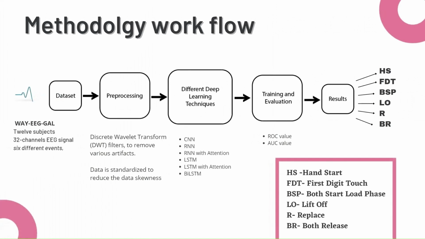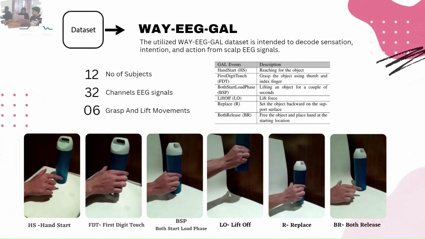The diagram depicts a concise flow of the project. The utilized WAY EEG GAL dataset is intended to decode sensation, intention, and action from scalp EEG signals. In pre-processing, Butterworth and discrete wavelet transform filters were used to remove various artifacts. The denoised EEG signals were then processed for automatic GAL event detection. Further, we have employed different deep learning models for comparative analysis.